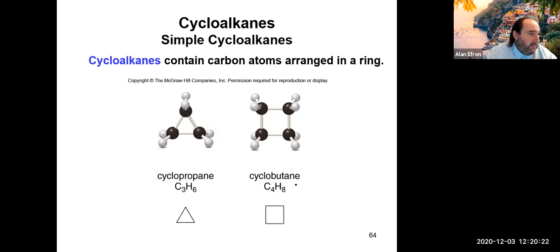We name them the same way as alkanes. The only difference is we put cyclo in front of it. So again, this is 1, 2, and 3 carbons, which is based off of propane. Because it's a ring structure, it becomes cyclopropane. Also here, 1, 2, 3, and 4 carbons based off of butane. Also a ring structure becomes cyclobutane in this particular case.